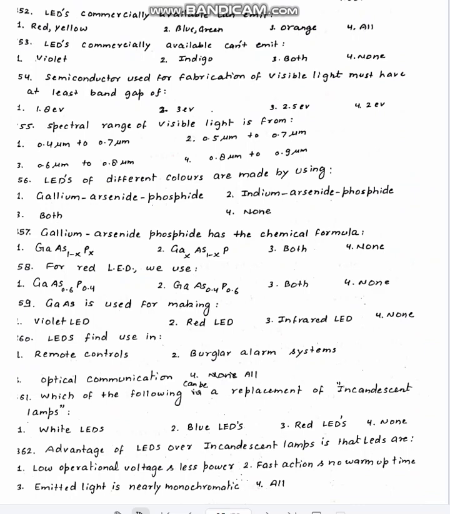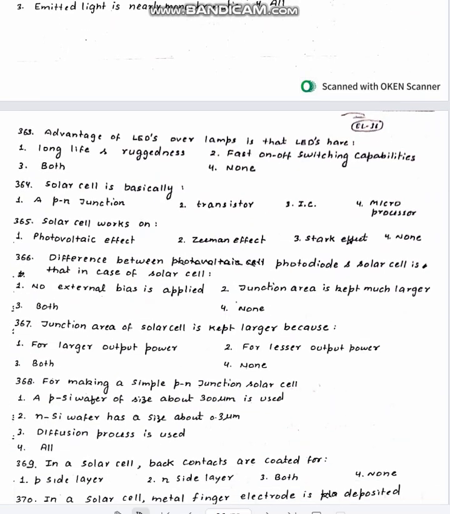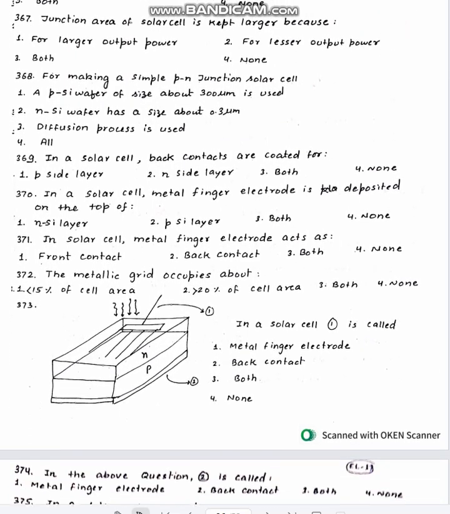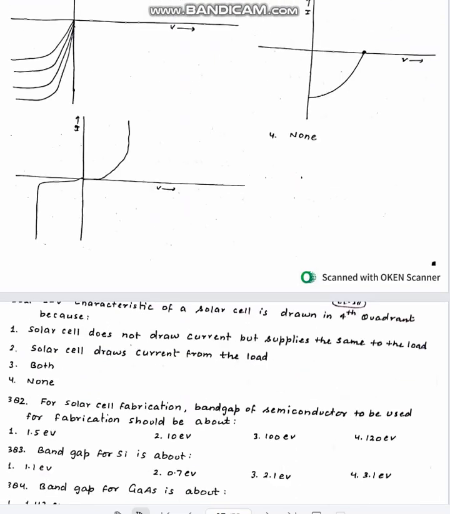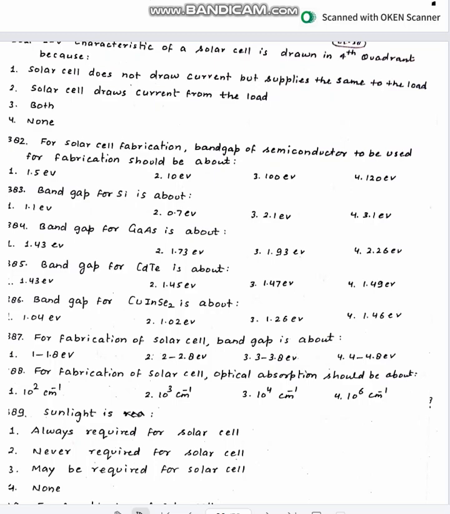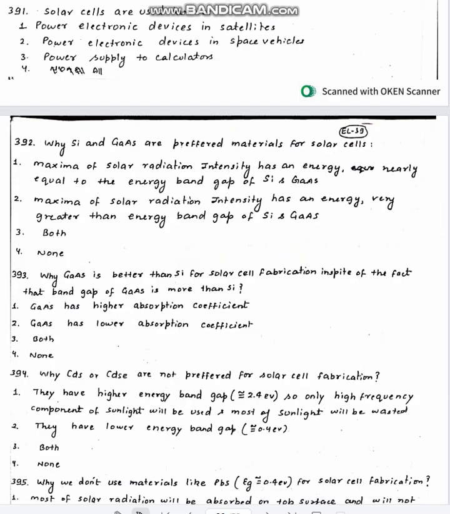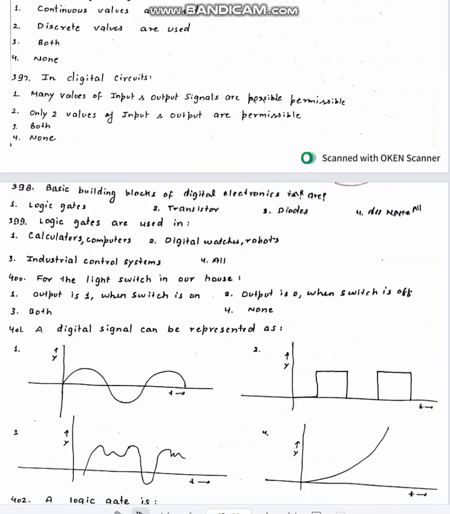Then we have different formations of different LEDs, use of them, gallium arsenide, etc. Advantages, disadvantages. Then we have the concept of solar cell. Then we have graphical questions on solar cell. Then we have IV characteristic of solar cell. Then we have band gaps for different elements. Then we have questions for silicon and gallium arsenide use.